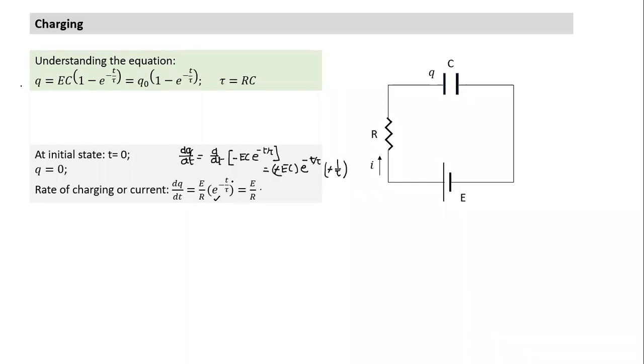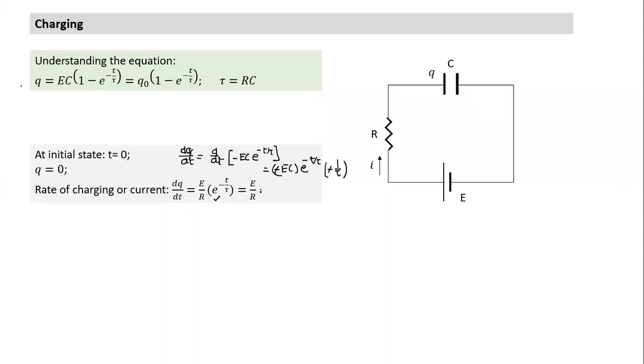So what you understood, does anybody have any query? This is a simple derivative. So what is initial current? Initial current is E by R, which makes sense. Initially, the circuit behaves as if there's no capacitor. E by R would have been the current if there was only a resistor.